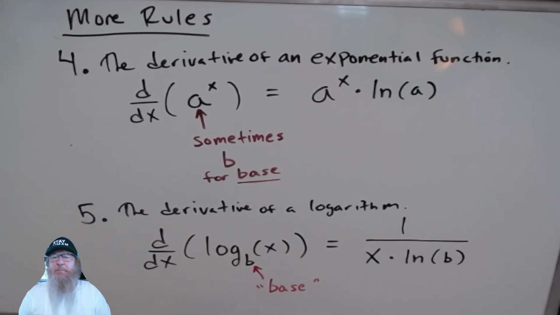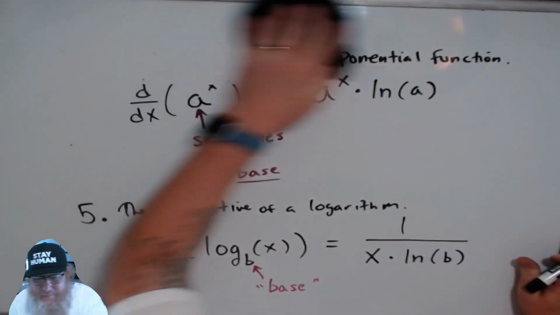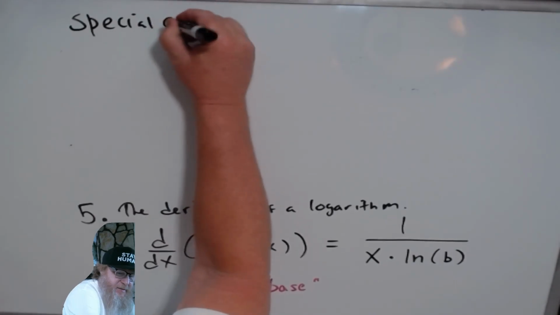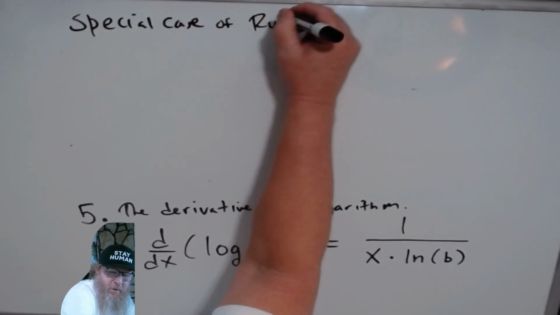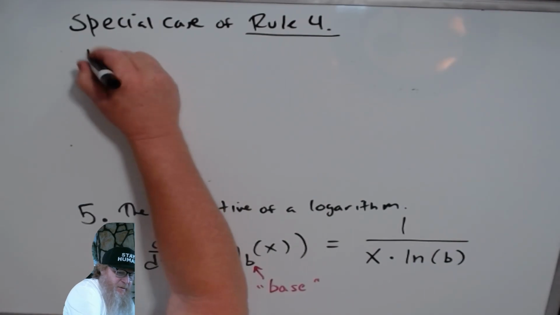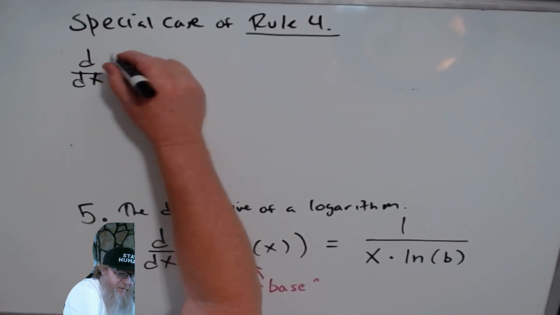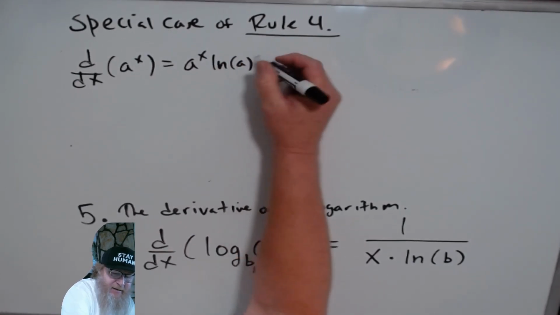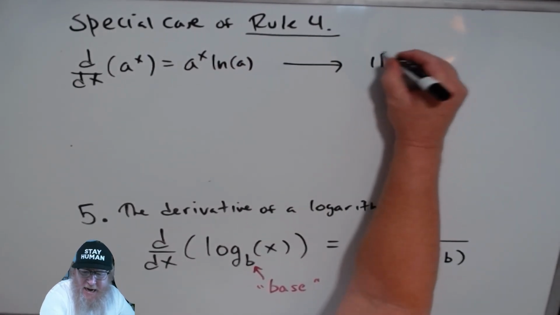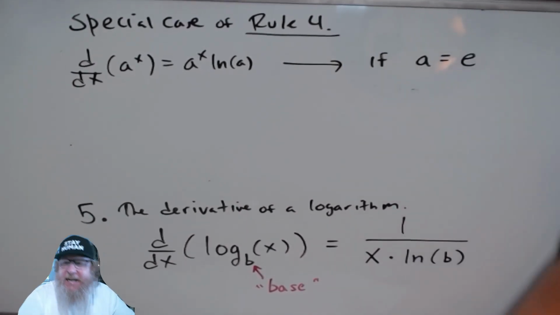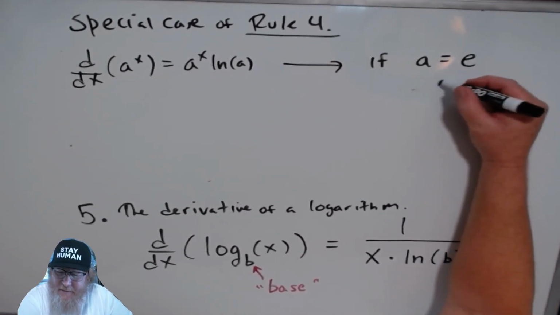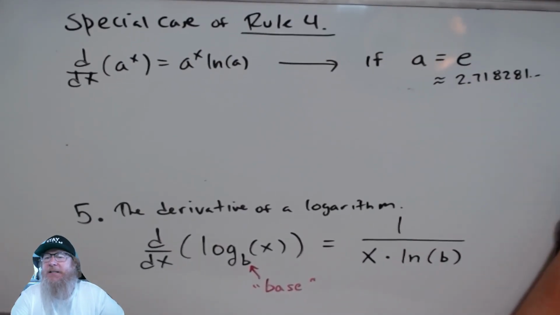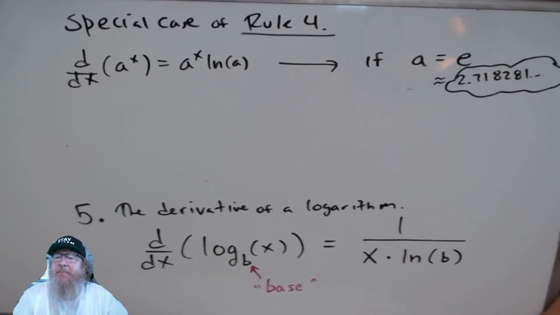I don't know if I have room to put them here. So let me say special case of rule 4. So again, we have d/dx of a to the x is a to the x ln of a. Special case if a is e. Yeah, remember 2.71828, blah, blah, blah, that exponential number that we learned previously.